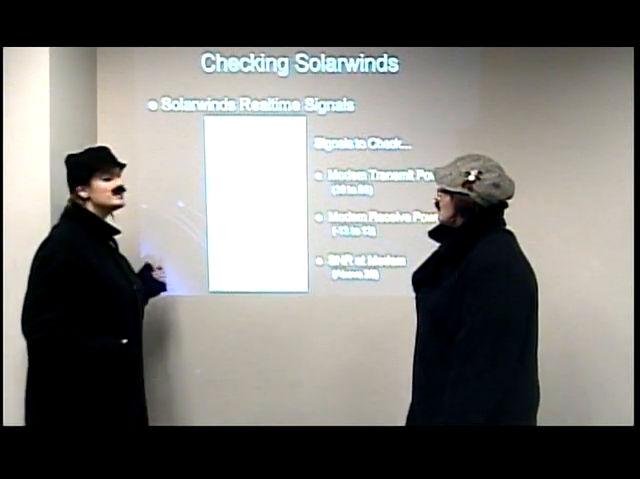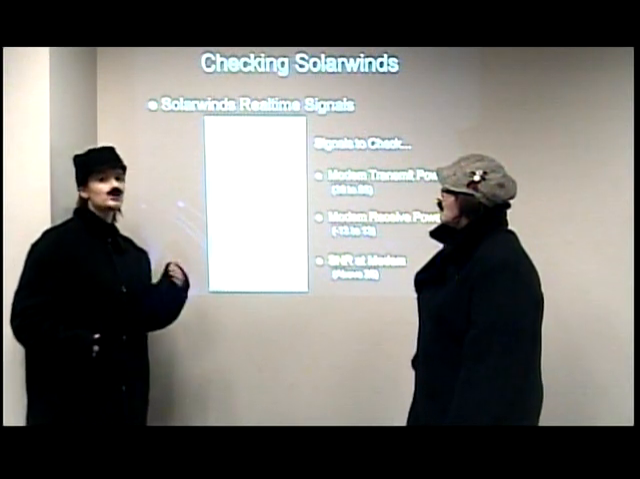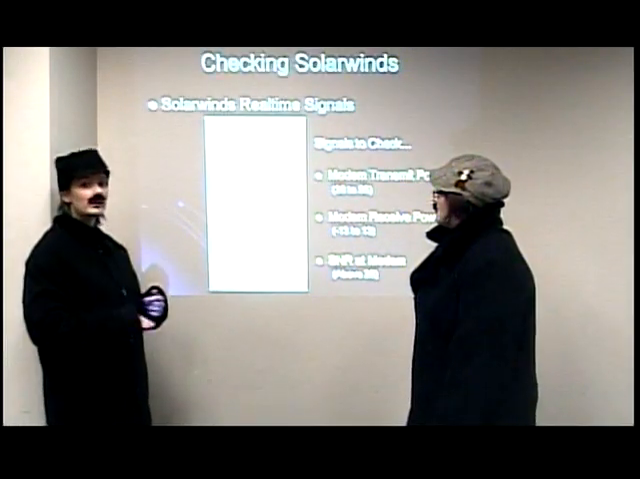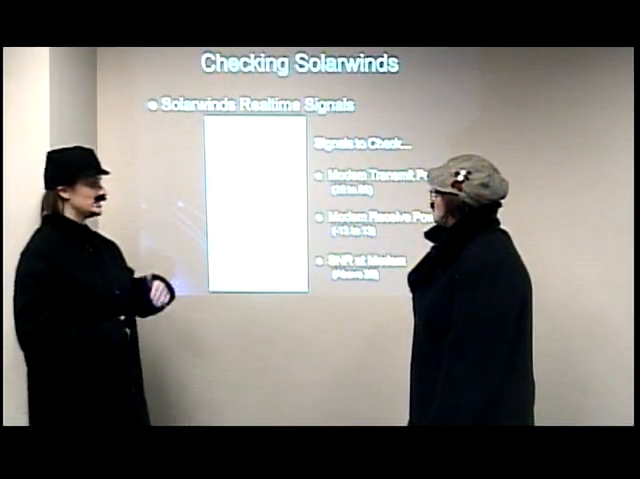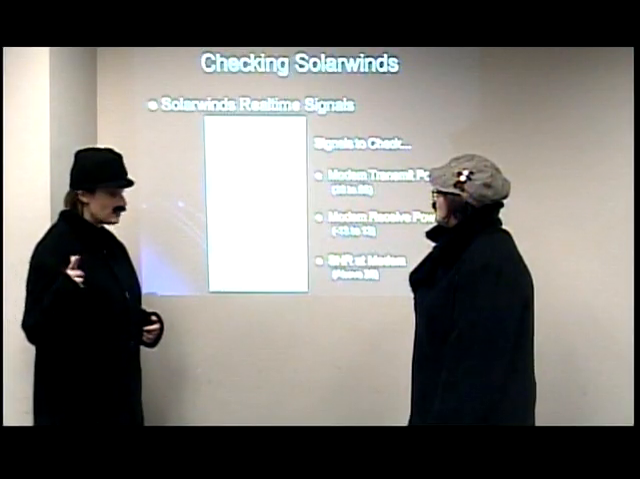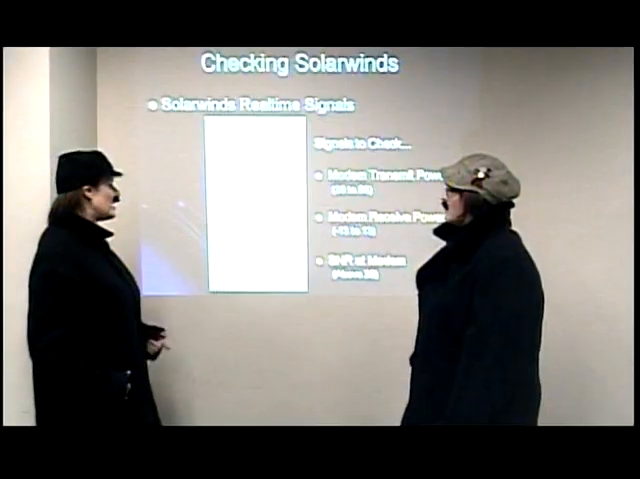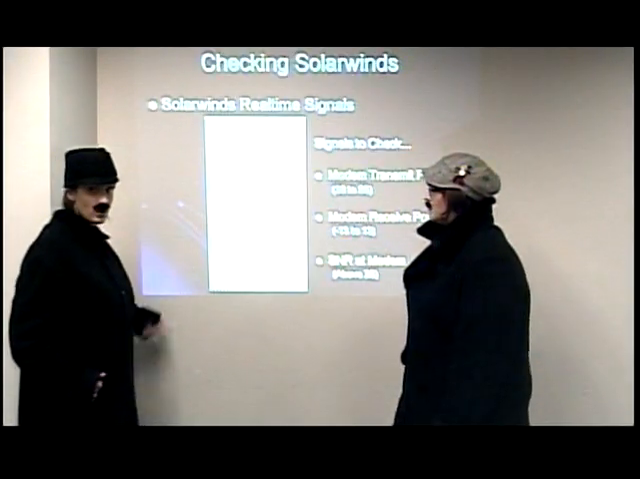The modem transmit always needs to be 30 to 55. The modem receive, again, needs to be negative 13 to positive 13. Make sure you memorize those numbers. The SNR at the modem needs to be above 25, and that's located right there on solar winds.